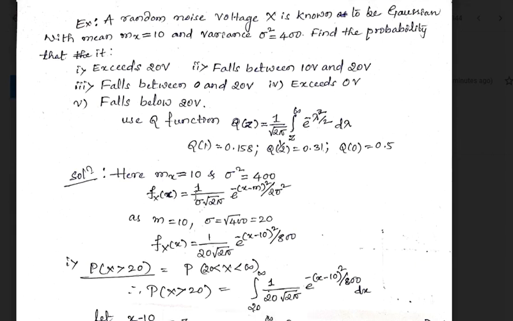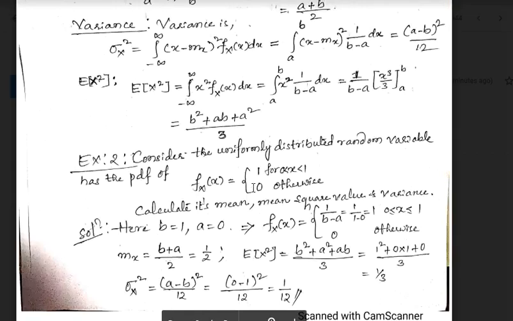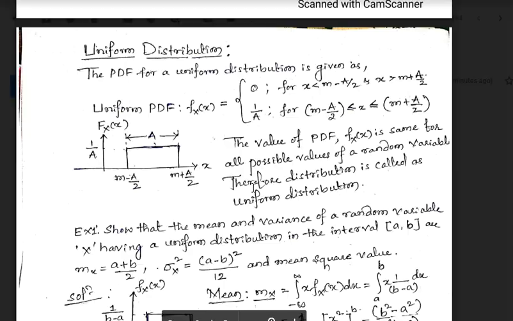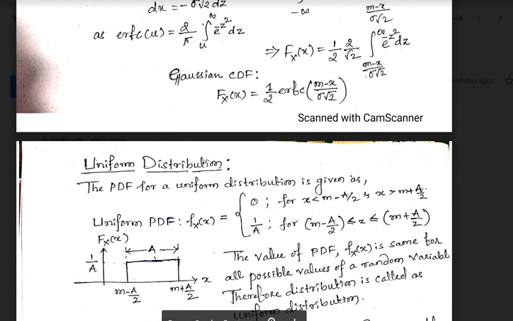So we use the f(x) equation from the equation we are familiar with. It is 1 divided by sigma root of 2 pi, e raised to minus (x minus m) squared. This same equation we use. And in solving this, the same process.